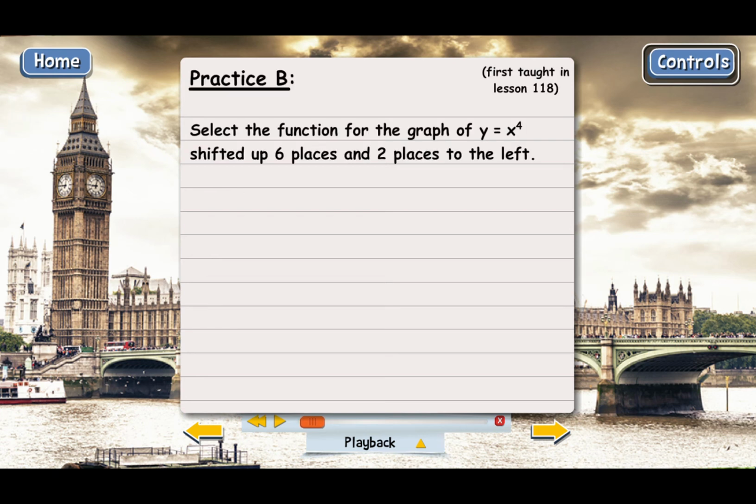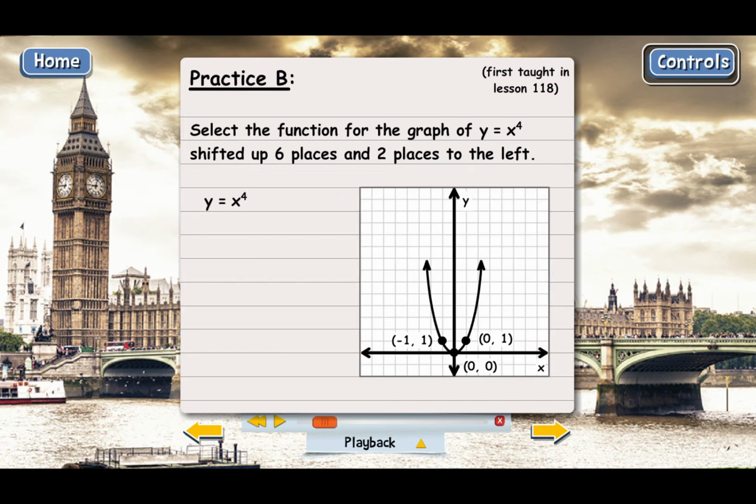We need to select the function that represents the graph of y equals x to the fourth after it's been shifted up 6 places and 2 places to the left. Let's start by just looking at the graph for y equals x to the fourth before it's shifted. See, this is a U shape.